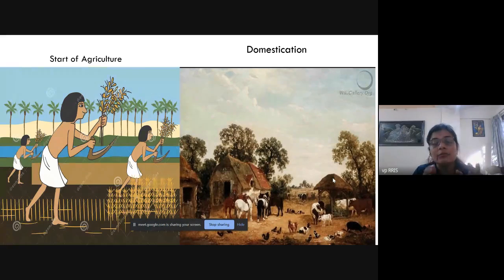Okay, and when they started growing their crops, when they started understanding the nuances of agriculture, they realized that they will need animals for that. They will have to stay at one place, because if you're growing your own crops, you cannot move from one place to another, right?